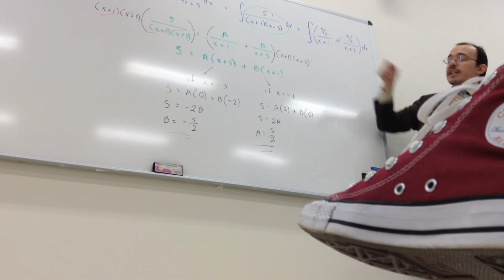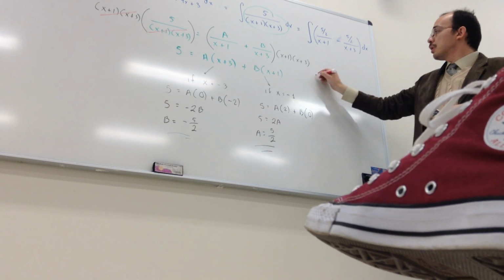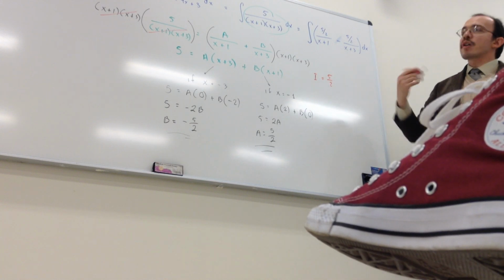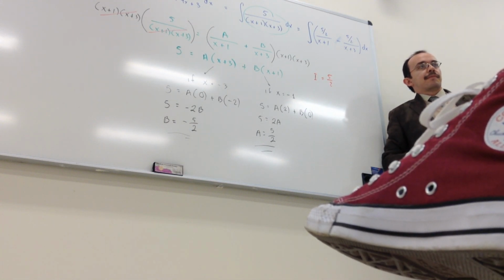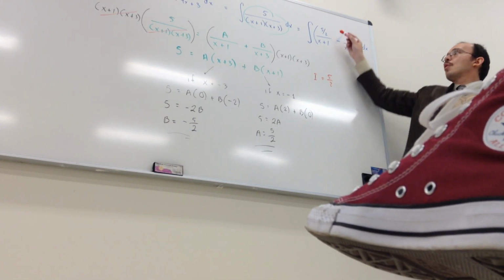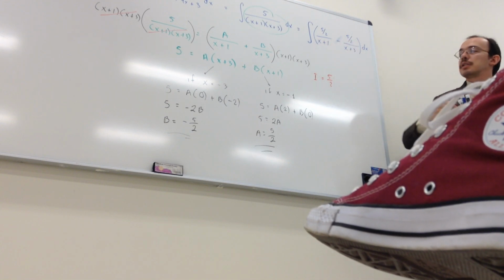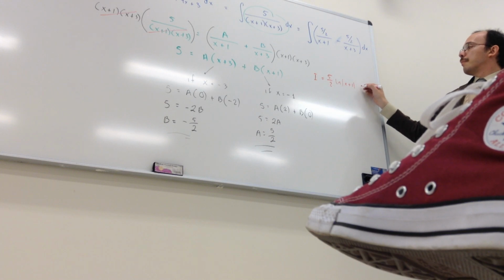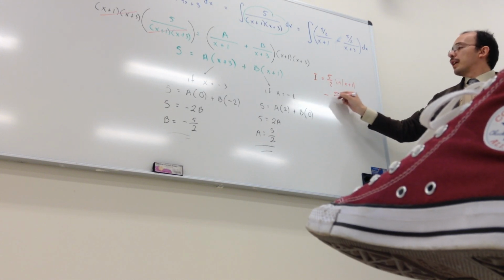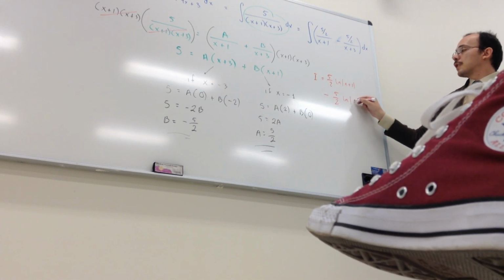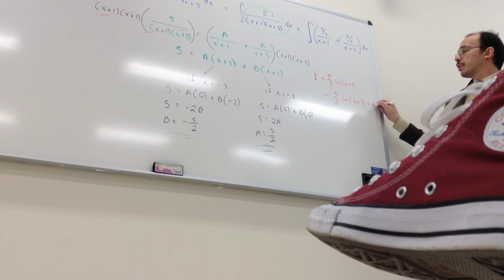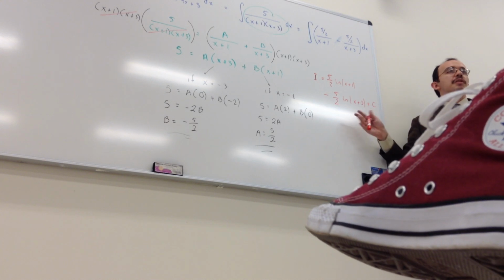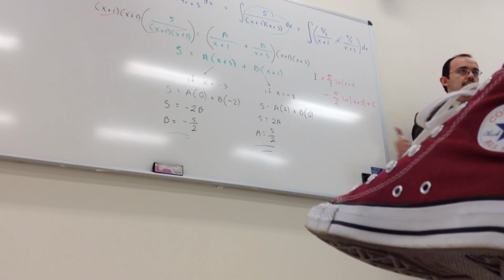Okay? 5 halves over x plus 1. The integral is going to be 5 halves, which is the coefficient. When you have, for example, 1 over x, what's the integral? ln of x. If you have 1 over x plus 1, what's the integral? ln of x plus 1. Minus 5 halves ln of x plus 3 plus c. That's the answer. Well, you can simplify a little more, but I'll accept that.